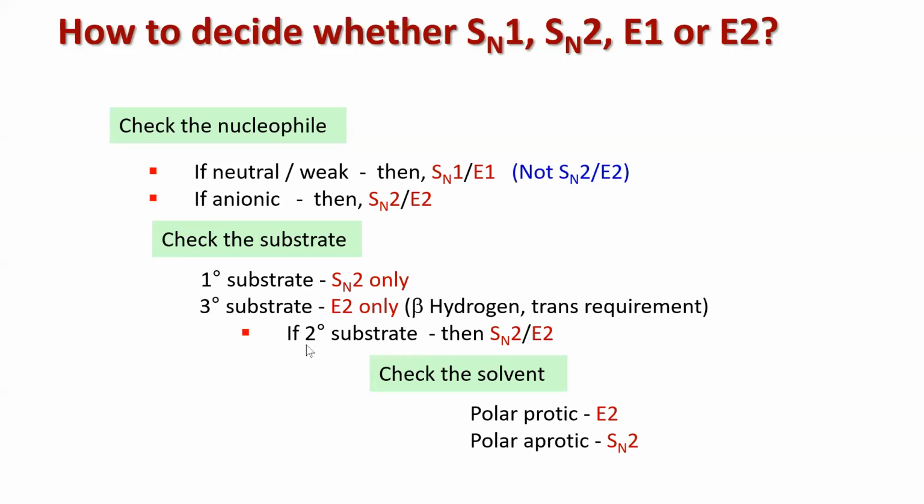If the substrate is secondary... if it is primary, we can definitely say it is SN2. If it is tertiary, we can say it is E2 only. But when it is in the middle, secondary, these two can be there, then we have to consider the solvent.